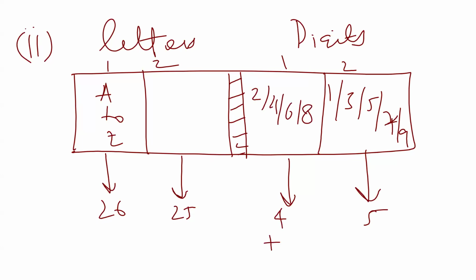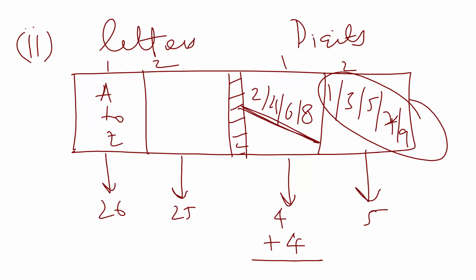That is 4 ways. Now out of the five odd digits, any one will be utilized, so 4 will be left that can be utilized in the first place. Along with the 4 even numbers 2, 4, 6, 8, that is 8 ways. So 26 into 25 into 8 into 5. That is the answer.